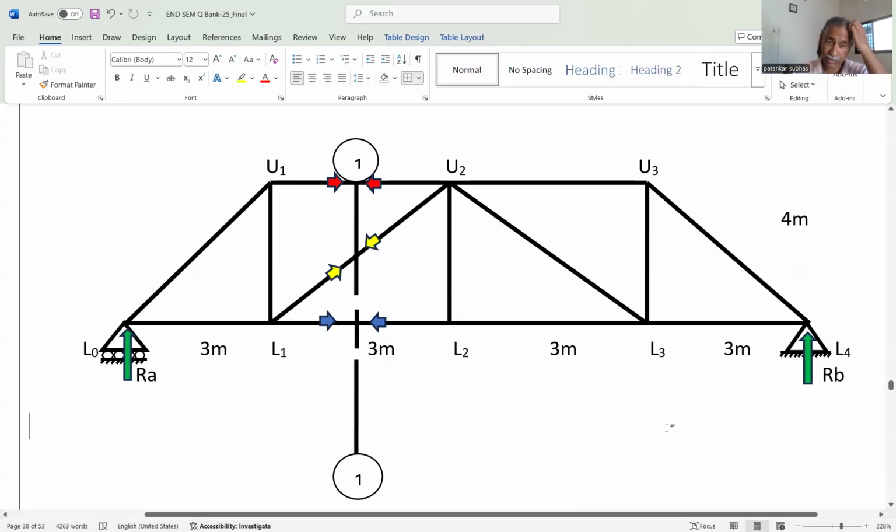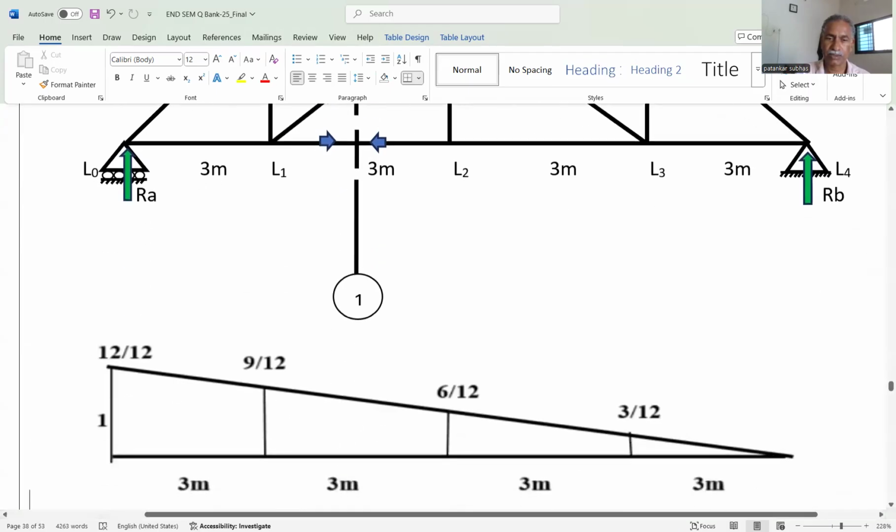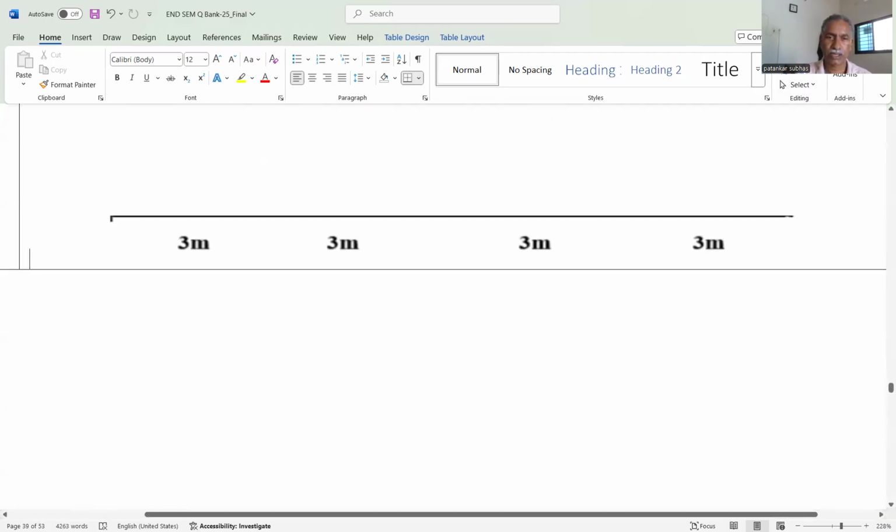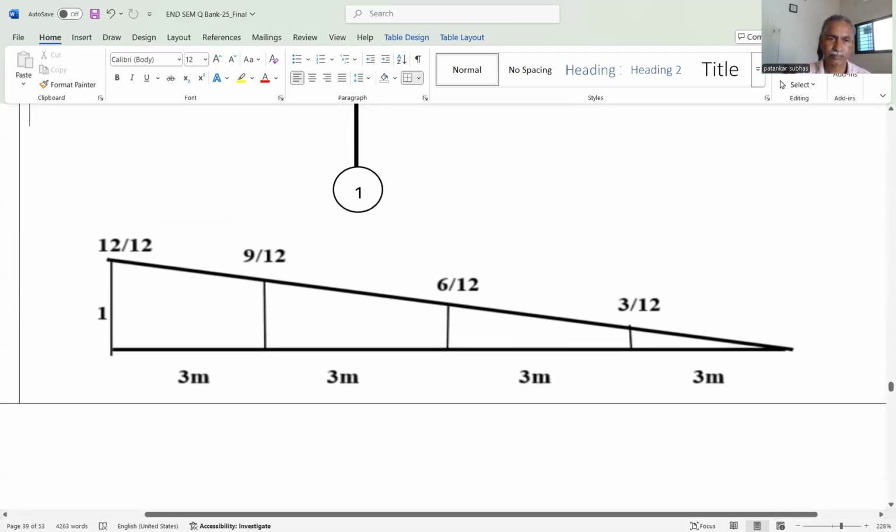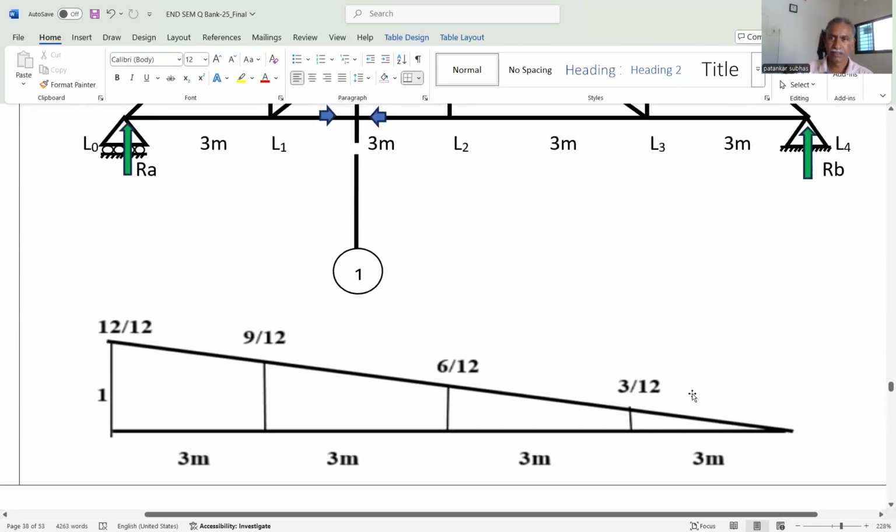First of all, we can draw the ILD for RA and RB. Actually, this is not required, but for simplification, we can draw the ILD for RA and RB. This is the ILD for RA. This is support B and this is support A. For ILD for RA, this is 1, this is 0, and that's why we can draw a straight inclined line.